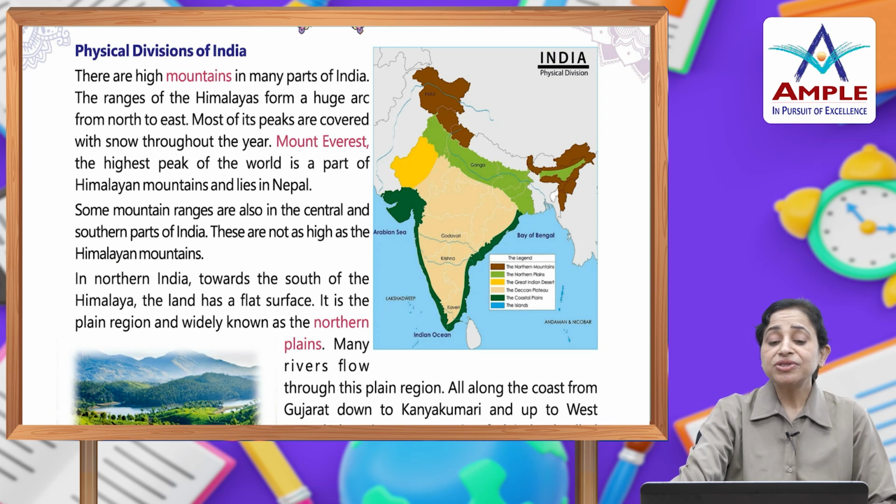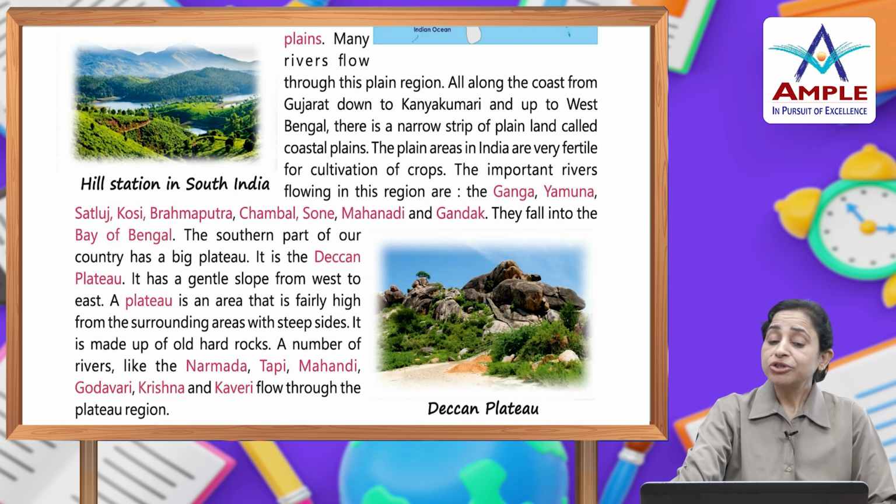Some mountain ranges are also in the central and southern parts of India. These are not as high as the Himalayan mountains. In North India, towards the south of the Himalaya, the land has a flat surface. It is the plain region and widely known as the Northern Plains. Many rivers flow through this plain region. All along the coast from Gujarat down to Kanyakumari and up to West Bengal, there is a narrow strip of plain land called coastal plains.